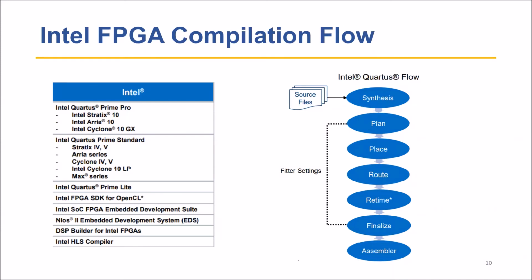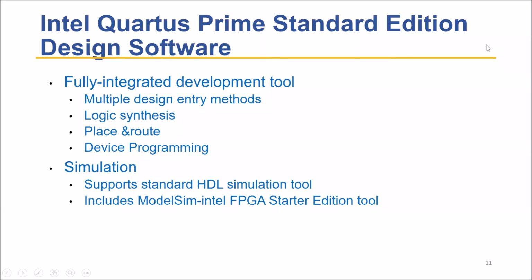Intel uses Intel Quartus tool for synthesis and fitting. This tool supports Intel family FPGAs such as Stratix, Arria, and Cyclone. Intel Quartus Prime is a design software that integrates all development steps in one tool. It performs logic synthesis, place and route, and device programming. It also includes ModelSim and supports RTL simulation. Everything required for a hardware design on Intel's FPGA is available in Intel Quartus Prime.